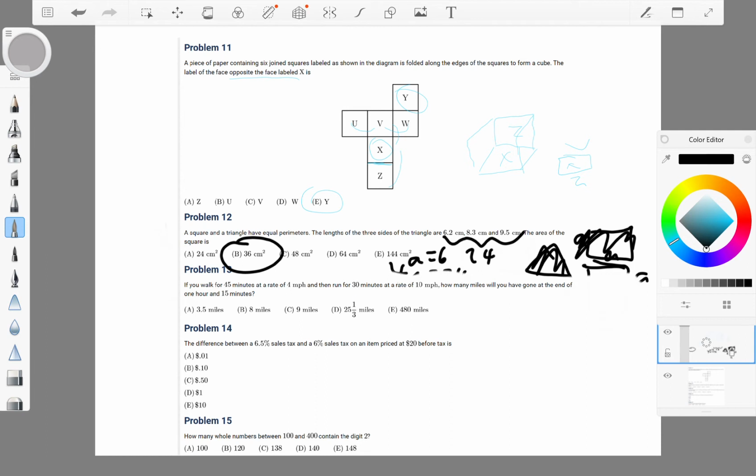Problem number 13. If you walk for 45 minutes at a rate of 4 miles an hour and then run for 30 minutes at a rate of 10 miles an hour, how many miles will you have gone at the end of the 1 hour and 15 minutes?